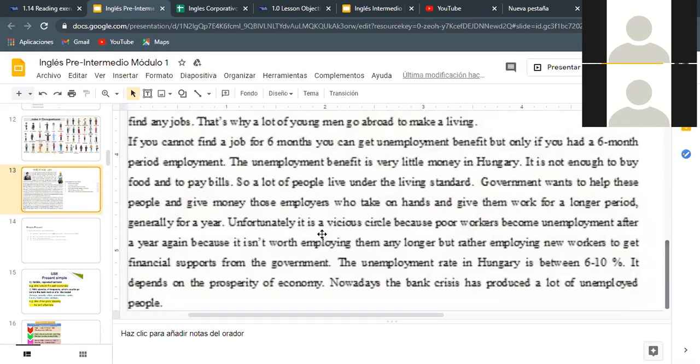Me perdí, perdón. Aquí donde dice if you cannot find. Okay. If you cannot find a job for 6 months, you can get unemployment benefit, but only if you have a 6 month period of employment. The unemployment benefit is very little money in Hungary. Okay, that is fine. Thank you. Susie, you are going to continue.